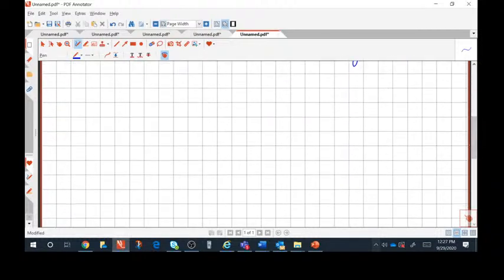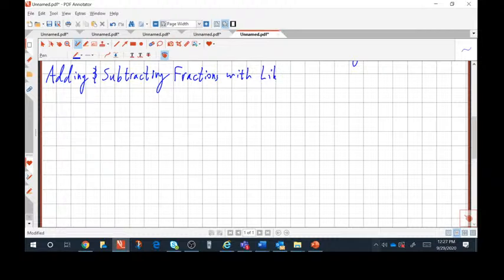So let's write down a title for today's notes. Got a pencil? Absolutely. Adding and subtracting fractions with like denominators. And by like, I mean they have the same denominator.